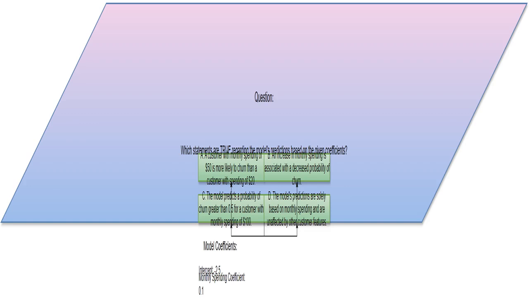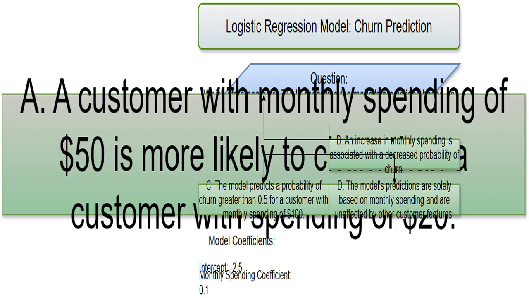This statement tests my understanding of how the model predicts churn probability based on different monthly spending levels. I'll need to plug the spending values into the logistic regression equation to compare probabilities. This statement checks whether I correctly interpret the meaning of the positive coefficient for monthly spending on the probability of churn. A positive coefficient indicates an increase in the log odds of churn. I'll need to determine if that results in a decreased probability.